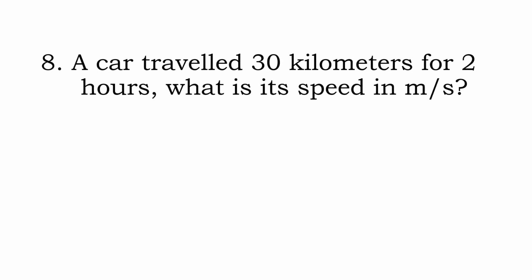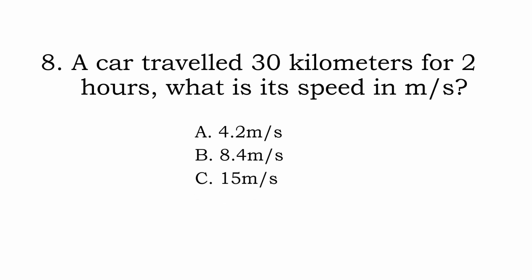Alright, for number 8. A car traveled 30 kilometers for 2 hours. What is its speed in meters per second? A. 4.2 meters per second. B. 8.4 meters per second. C. 15 meters per second. Letter D. 30 meters per second. Are you ready? And the correct answer is letter C.